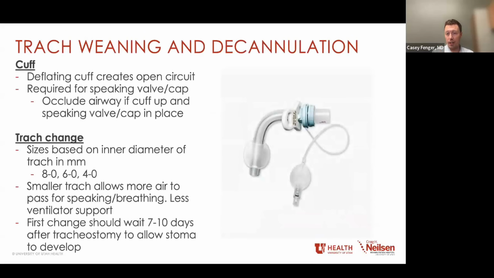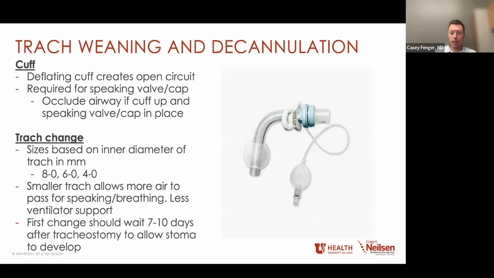So first off, the cuff. We already talked a little bit about the cuff. Inflated, it creates that closed circuit with the ventilator in order to provide optimal support. When we deflate that cuff, air can escape past the mouth, right? To help us talk, things like that. So the first part of trach weaning is deflating that cuff, creating an open circuit. We're not able to give as much support to the patient, and it's kind of like the trach wasn't there.